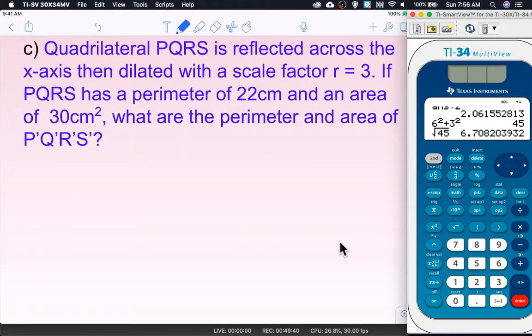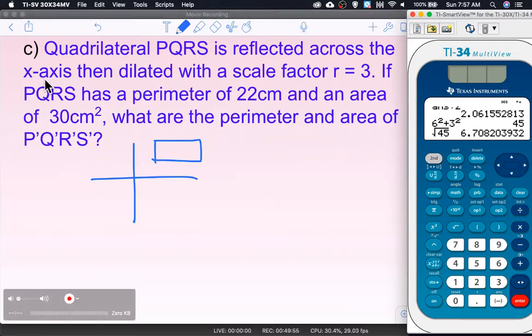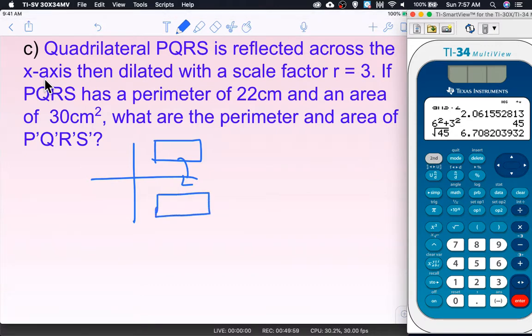Okay, so the sketch. I don't know where these things are, so I'm just going to draw a quadrilateral. A quadrilateral is like a rectangle thing. It's reflected across the x-axis, so it goes down here. And then dilated with a scale factor of 3.